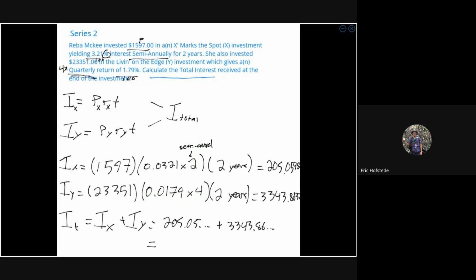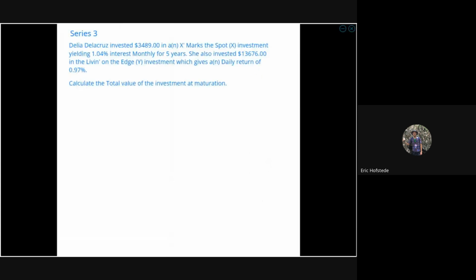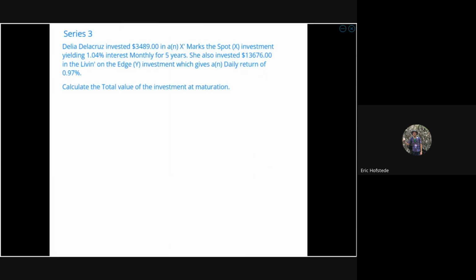I'm going to add those two values together to get $3,548.92 as my total interest from both accounts at the end of the investment, or at maturation. So it's a little bit different, and looks scarier than it is. It really comes down to just one equation, doing it twice and adding it together. That is series 2. One more series, which is fair game for your credit card and investment quiz.